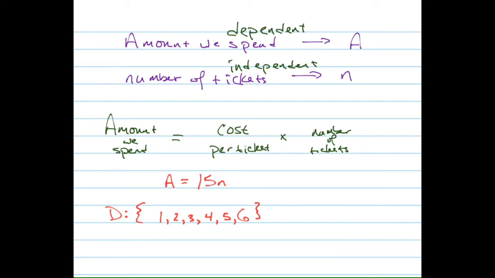1, 2, 3, 4, 5, and 6. You can't just say 1 to 6 because that would include like 1.5 and you can't buy half a ticket. But you're missing a number. 0. I could buy 0 tickets.